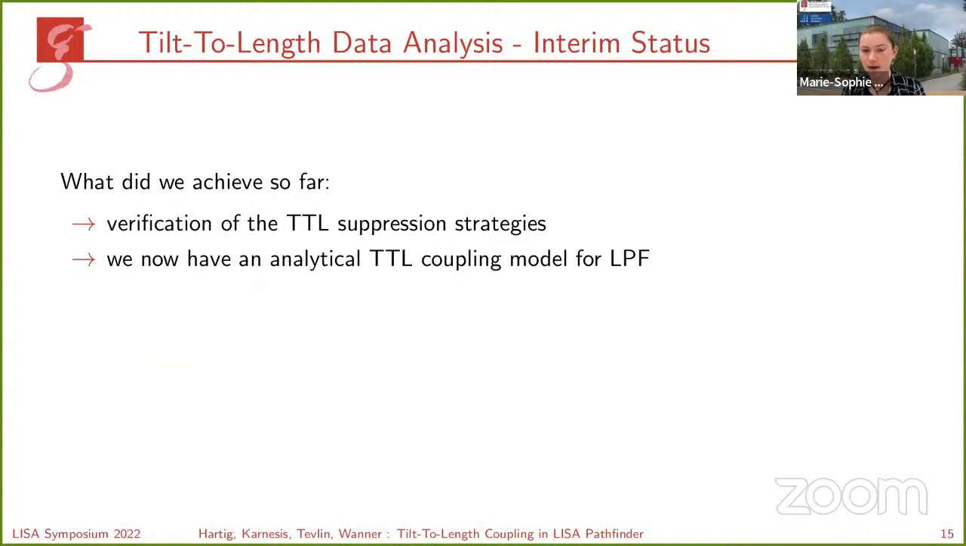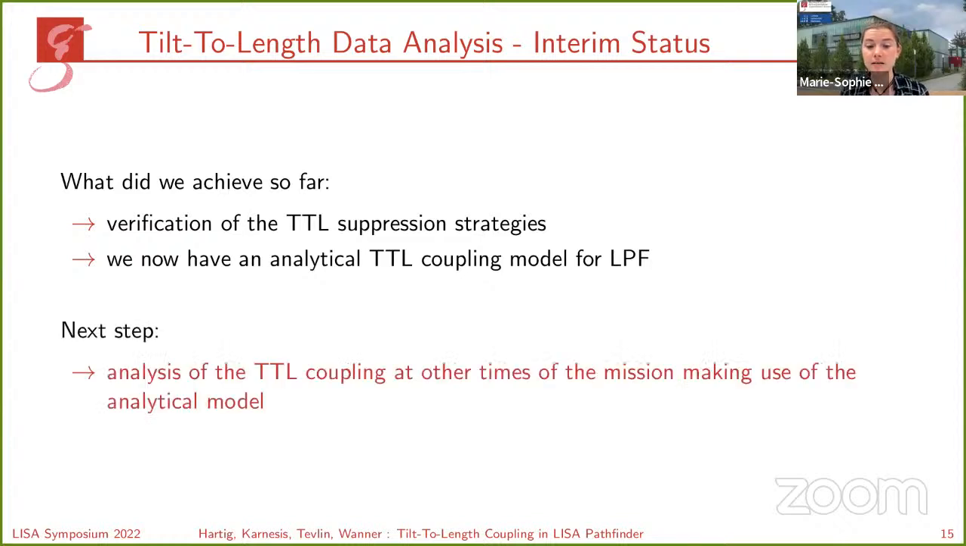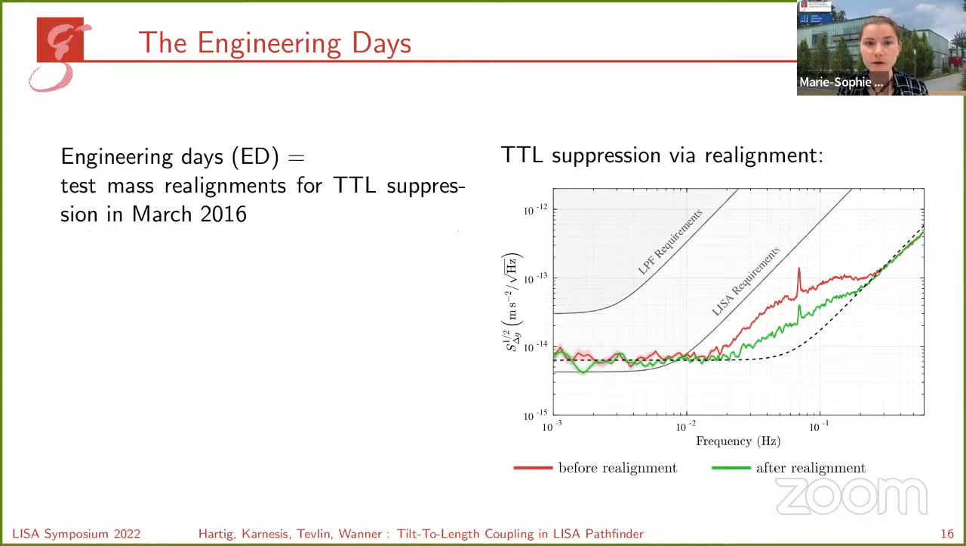So what we gained from the long crosstalk experiment was a verification of the total length suppression strategies in general, and we now know that we have finally an analytical model that can really explain the total length coupling in LISA Pathfinder. So we now take that and go on to other times of submission and also analyze that data. And first of all, there are of course the data of the engineering days, which I referred to before, where the task masses had been realigned for a total length suppression.